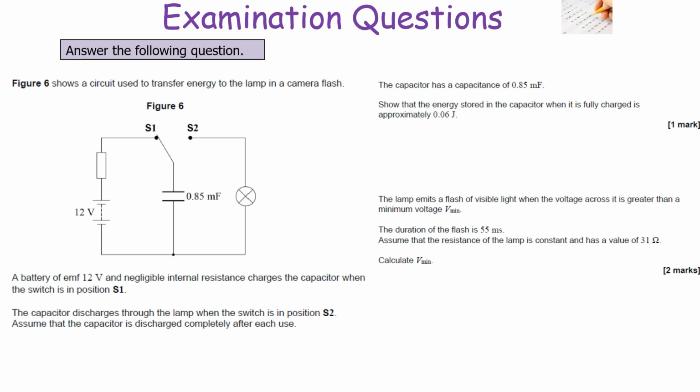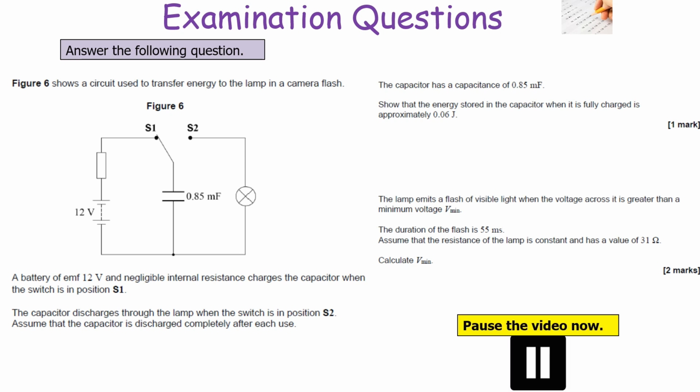The lamp emits a flash of visible light when the voltage across it is greater than the minimum voltage V min. The duration of the flash is 55 milliseconds. Assume that the resistance of the lamp is constant and has a value of 31 ohms. Calculate V min. So pause the video now, then unpause the video when you want to go through your answer.